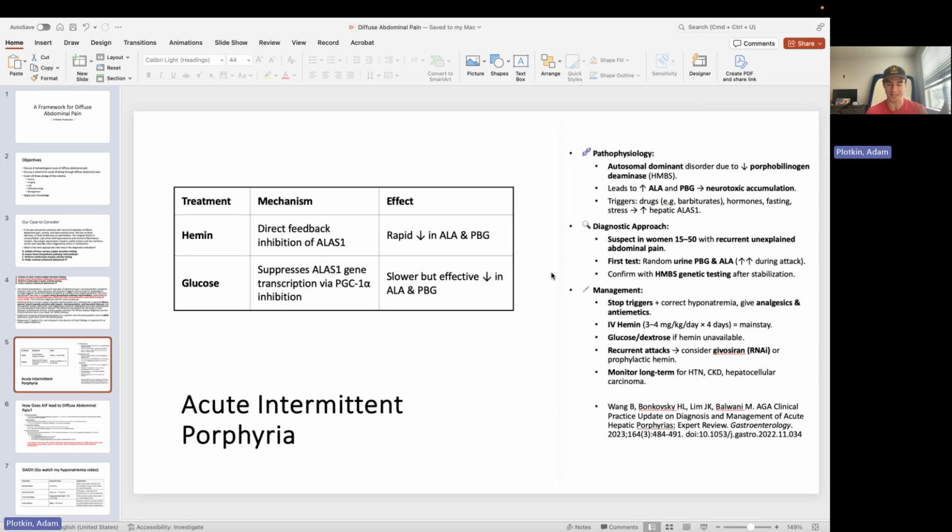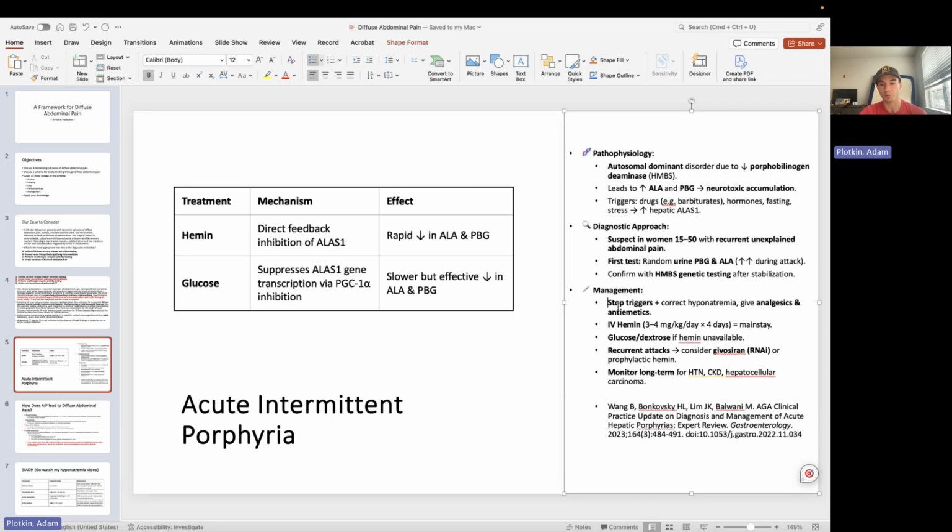So my diagnostic approach, really this disease classically impacts women. Obviously men can be impacted as well, but it's classically women between 15 to 50, they have this recurrent unexplained abdominal pain. Okay, they're probably also going to have some sort of neuropsych manifestation too, tremor, and then some of the other confusion, change in personality type behaviors. I want to get a random urine PBG and ALA on these patients, especially during an attack, right? If I can catch them during an attack, that's going to be the best. We can then do genetic testing and we can look for the gene defect after the patient has been stabilized.